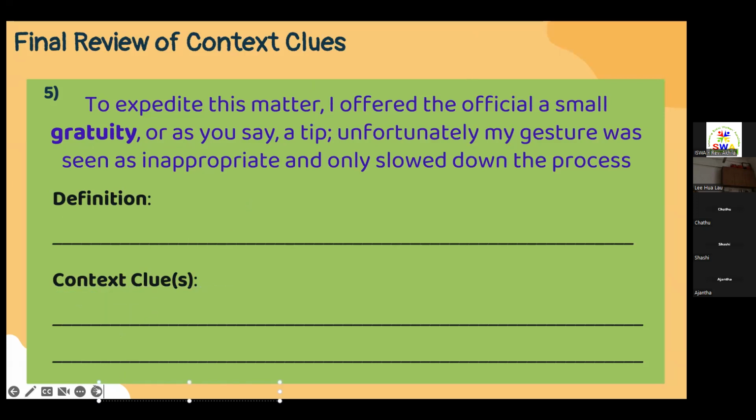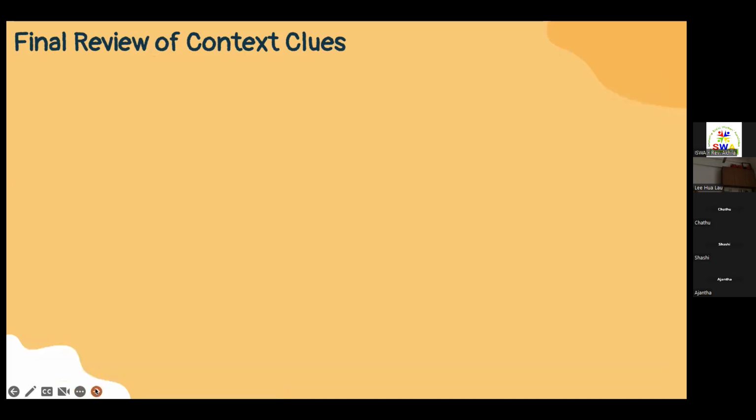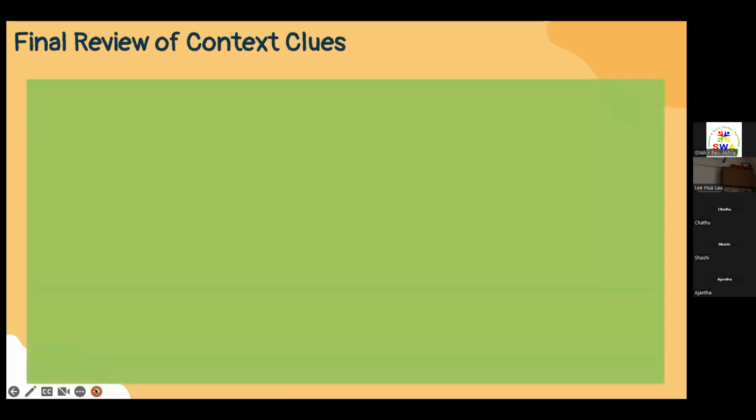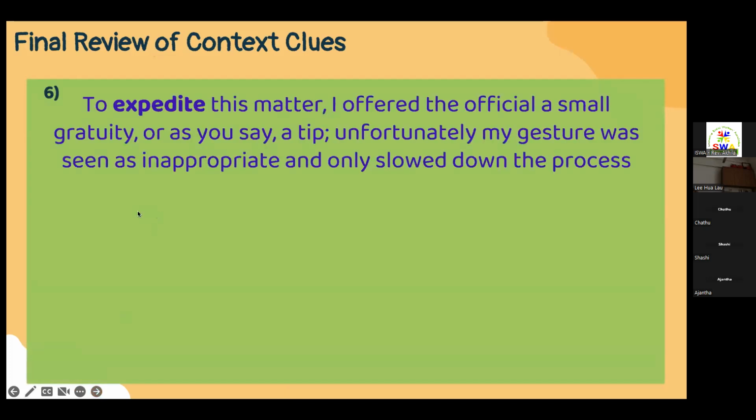The next question. This one's easier. Okay, question 6. Can someone read this for me? It's the same. I just wanted to see whether you'd be able to read the sentence. Does anyone want to volunteer to read this?